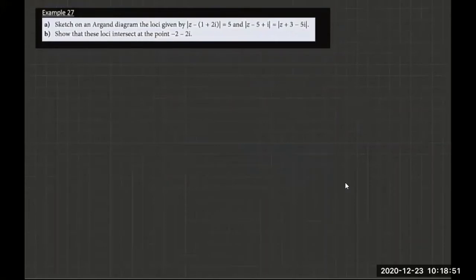Okay, sketch on an Argand diagram the loci given by this and this. Yes, Umar, that's what it means. No Sufiyan, look again. This one is a circle and this one is a perpendicular bisector.